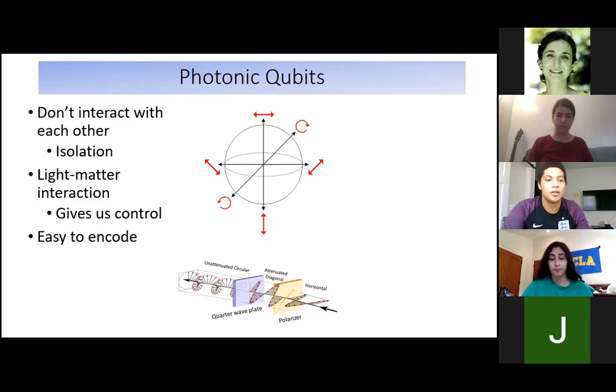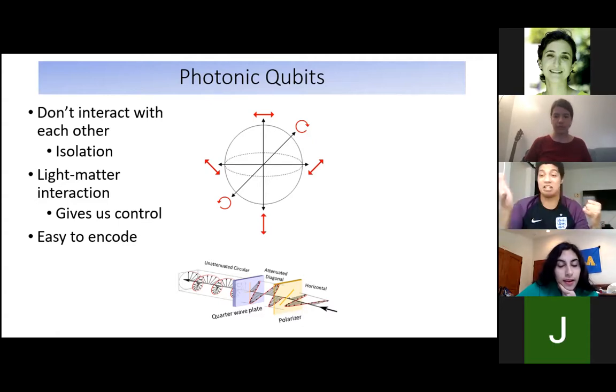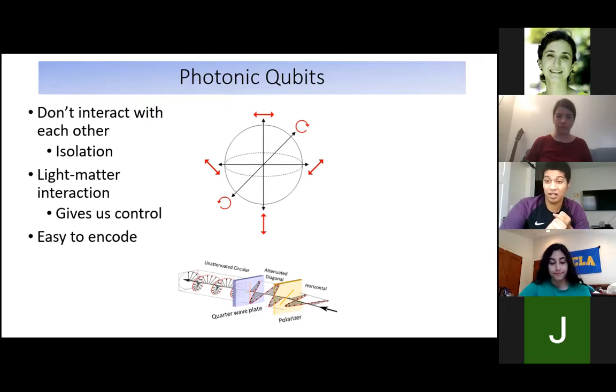But we get a lot of information from light every day. We're really good spectrometers. We get information from light. We get information in time. I'm seeing things in real time. When I look at something, I get information from its color, and I get information from where it is spatially. And those are also degrees of freedom that you can encode for photons.